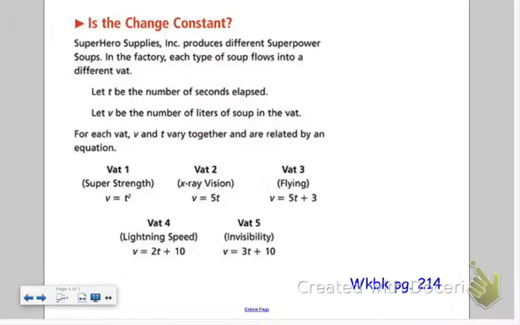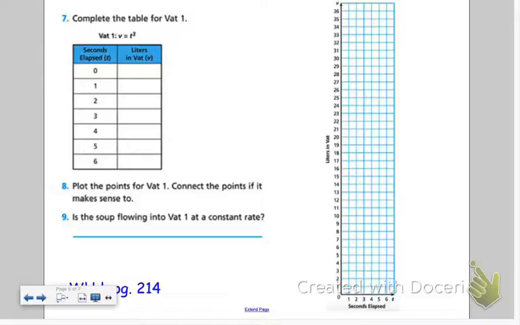And take a look at all the different equations. Every equation is a little bit different. We're going to look at a couple vats together, and then you're going to look at some on your own, and you're going to determine whether you actually have a constant change. So let's look at vat 1.